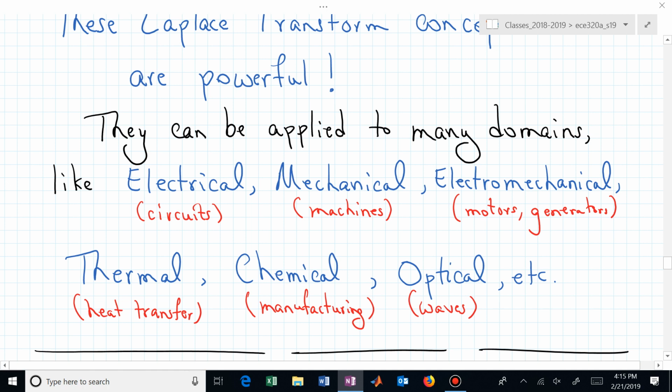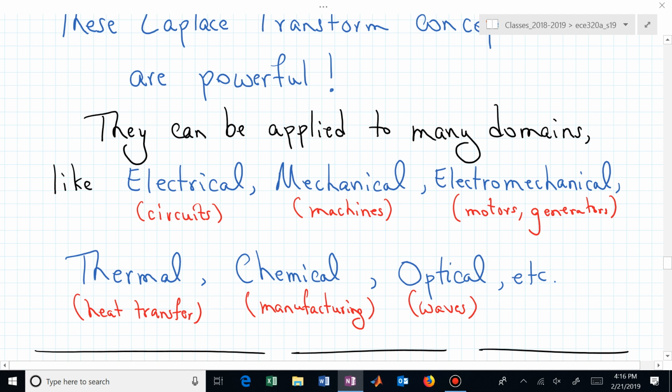Electromechanical, motors and generators, that's the combination of mechanical and electrical. How do you put in maybe an electrical waveform and get this mechanical shaft to spin? That's a motor. That's an electromechanical system, and we can model that with Laplace transforms. Thermal. If you're freezing outside, maybe you go inside and it's now conditioned air.